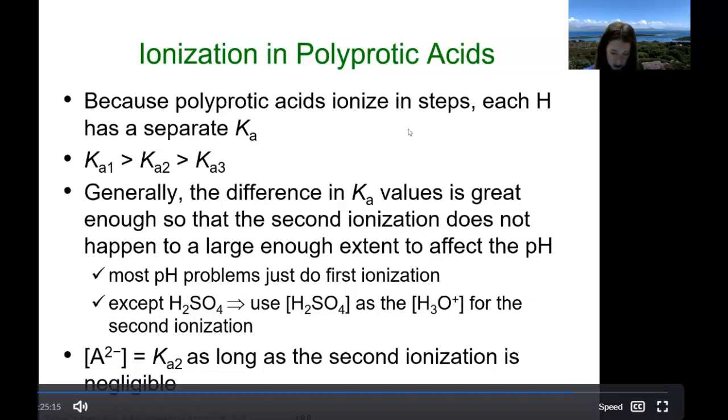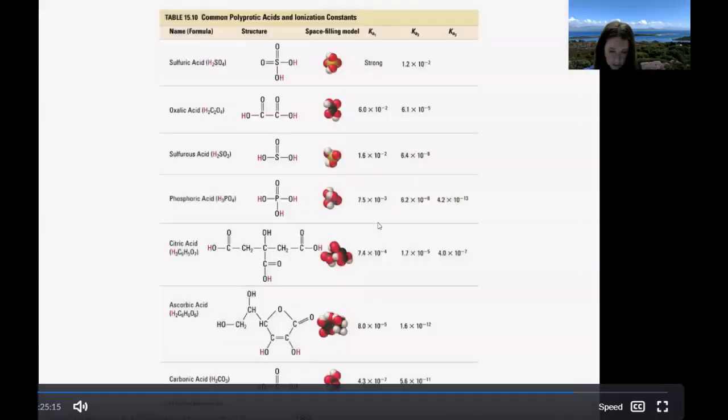So let me show you this. So here is, let's not do sulfuric, let's do phosphoric. So look, here it's strong, first of all, right? And then it's 10 to the negative 3, negative 8, negative 13, right? Those aren't going to really have that much of an effect on it. Or look at this one, ascorbic, negative 5, negative 12, right? The difference here, when you actually use these, is the dissociation is so small.